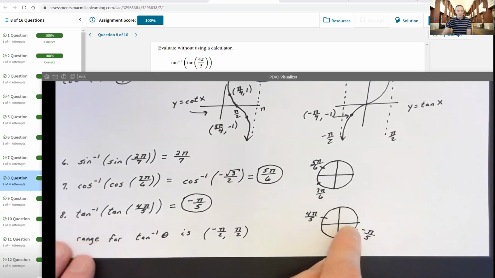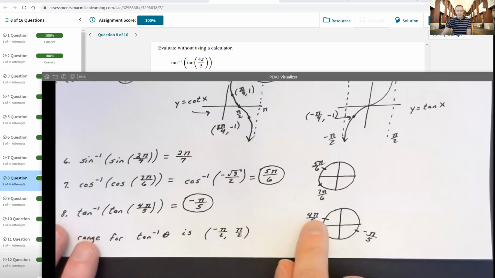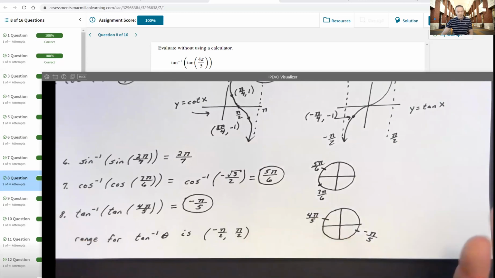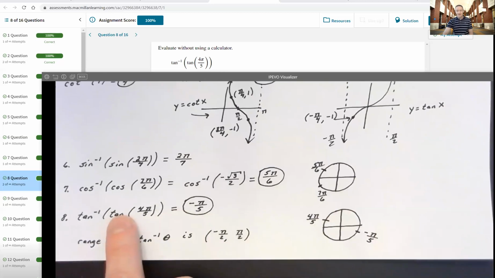And you can say, well, okay, at negative pi over 5, I know that the tangent would have the exact same value as it would at 4 pi over 5. Instead of a positive over a negative, it's going to be a negative over a positive. No big deal. It's the same answer. And so I can say negative pi over 5 is the angle between negative pi over 2 and pi over 2 that yields this exact same answer.